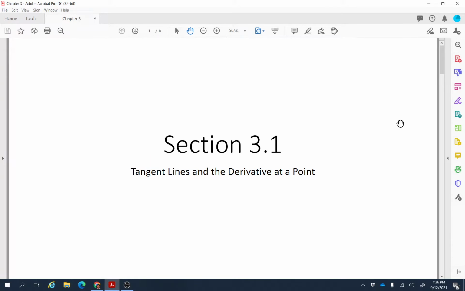Section 3.1, tangent lines and the derivative at a point. This is the first section of this chapter 3. Chapter 3 is about the derivative. Derivative means rate of change.